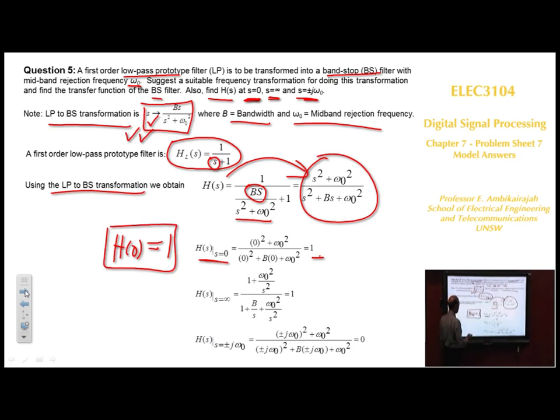Okay? And then what's s infinity? So s infinity, how do you find s infinity? You look at these two, they are the same powers. You would have done this in maths. So you divide by s squared up and down.